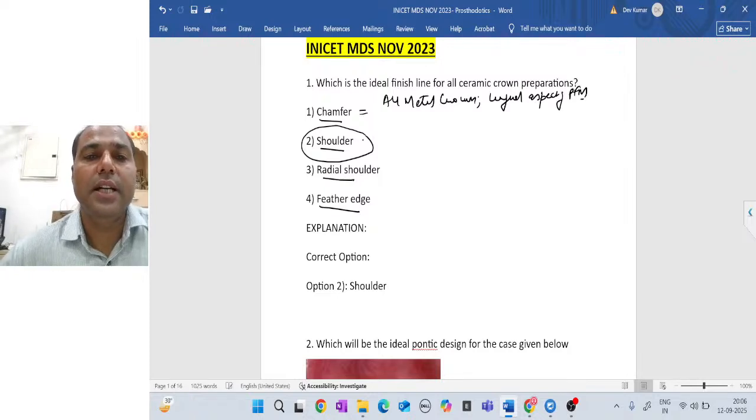Okay, and chamfer, one more question about chamfer that comes is, with the cavo surface it forms an obtuse angle, very important. Means if you have given a chamfer like this, the angle from the cavo surface is an obtuse angle. Shoulder is a 90-degree angle from the cavo surface.